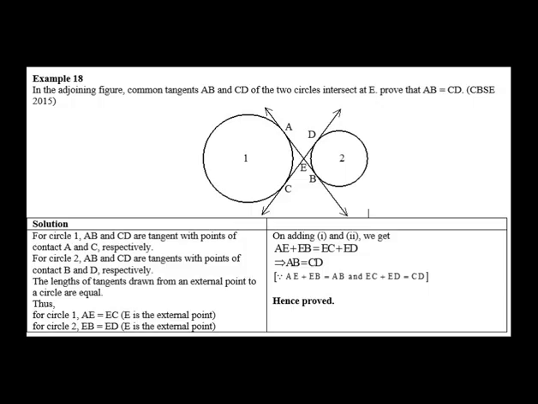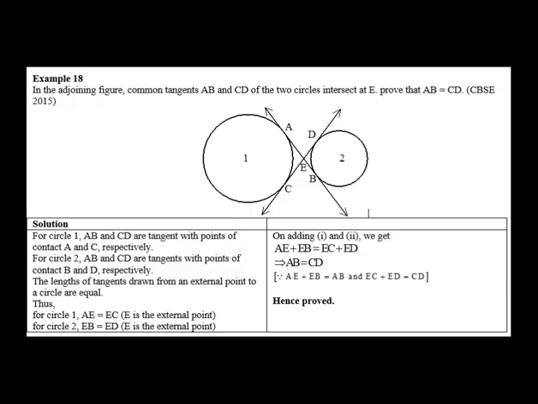Hence, for circle 1, AE and EC are the two tangents from the external point E. Hence, AE is equal to EC. Mark this as equation 1. For circle 2, EB and ED are the two tangents from the external point E. Therefore, EB is equal to ED.